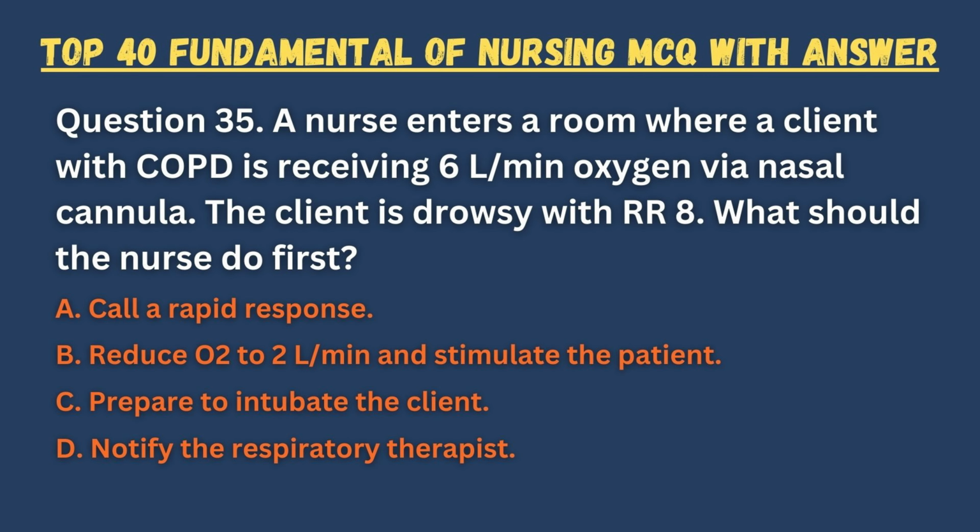Question 35. A nurse enters a room where a client with COPD is receiving 6 L per minute oxygen via nasal cannula. The client is drowsy with a respiratory rate of 8. What should the nurse do first? A. Call a rapid response. B. Reduce O2 to 2 L per minute and stimulate the patient. C. Prepare to intubate the client. D. Notify the respiratory therapist.